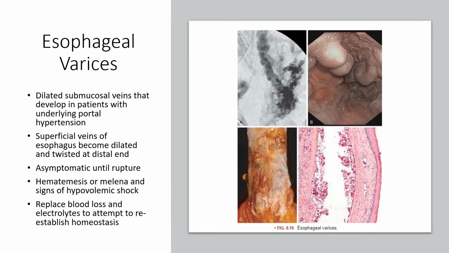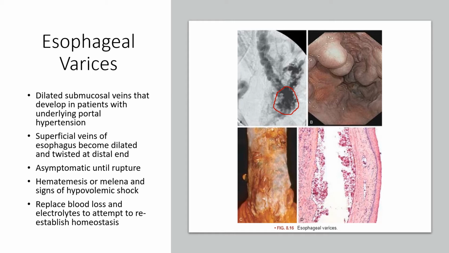On this slide, we are going to talk about esophageal varices, which are dilated submucosal veins that develop in patients with underlying portal hypertension, and this condition can result in serious upper gastrointestinal bleeding. So what actually happens in this pathology is the superficial veins lining the esophagus become dilated and twisted at the distal end of the esophagus. And you can see what happens here. If the veins become twisted and dilated, it can actually lead to obstruction.